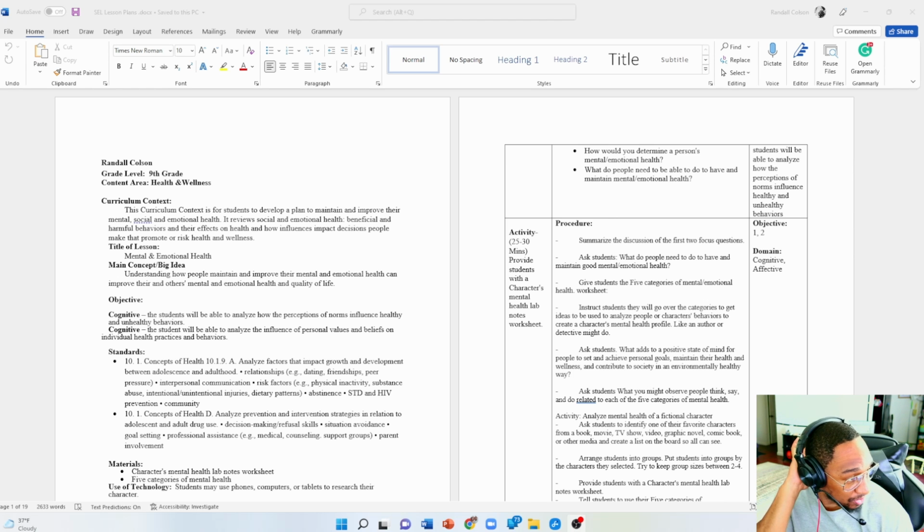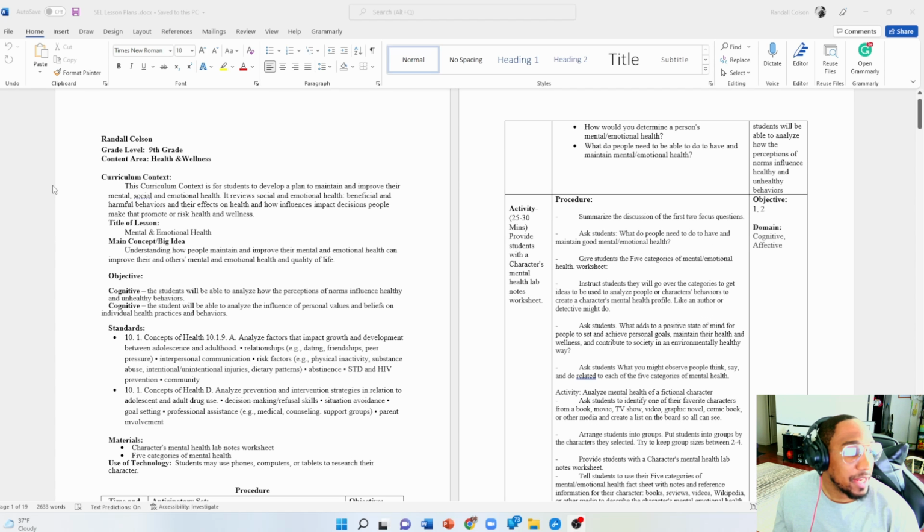All my lesson plans, two of them are on understanding healthy relationships. The other one is on stress management. So we'll walk through the first one now. The main idea is understanding how people maintain and improve their mental and emotional health, and how it can improve their and others' mental and emotional health and quality of life.